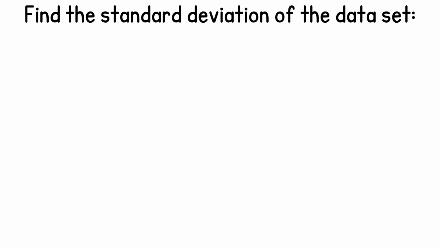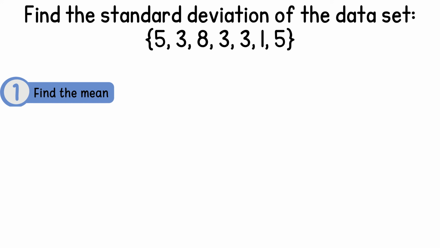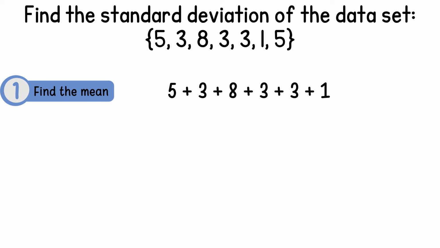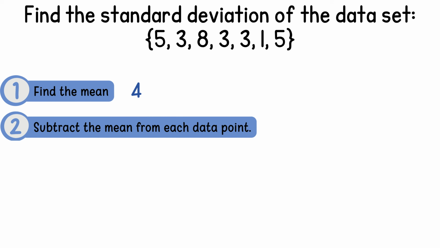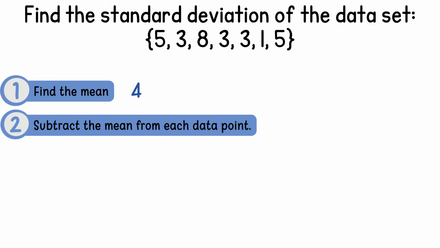We'll find the standard deviation of the data set including 5, 3, 8, 3, 3, 1, and 5. Our first step is to always find the mean. So we'll start by adding our numbers together, which gives us a total of 28. And if we divide 28 by the 7 numbers in our set, we'll get a mean of 4. Now we'll subtract this mean of 4 from each data point.